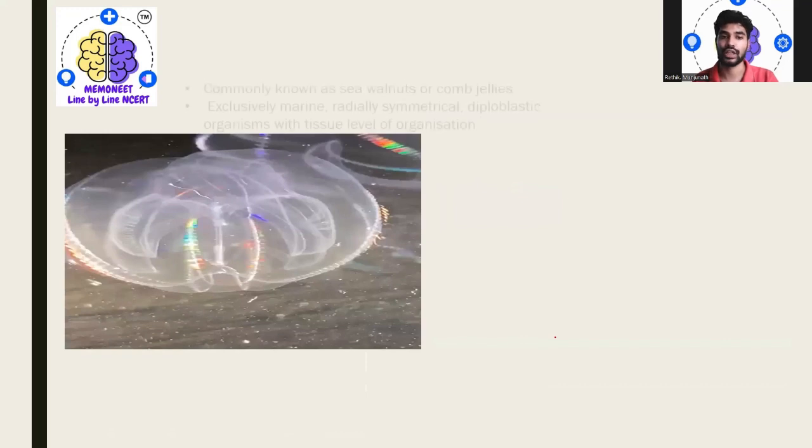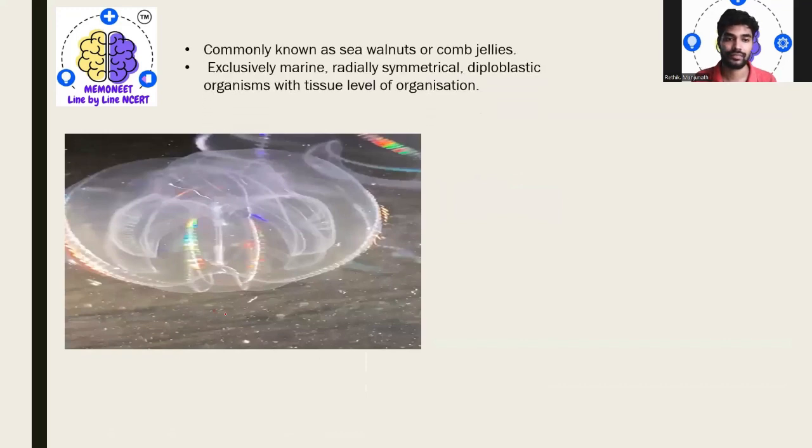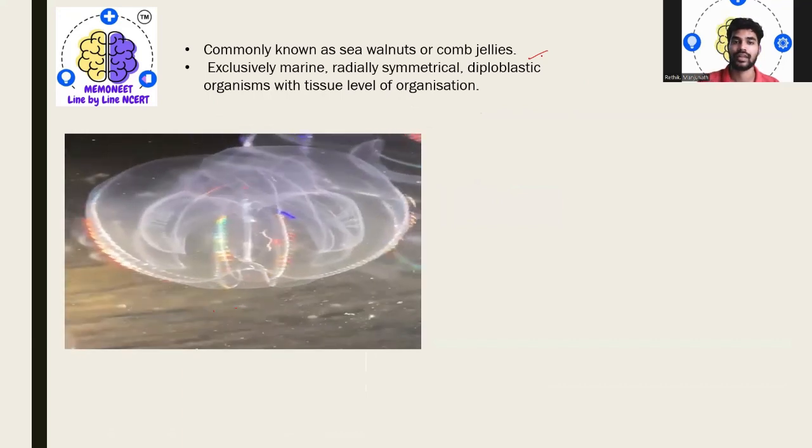The next phylum is phylum Ctenophora. As you can see here, they are commonly called sea walnuts and comb jellies. They are exclusively marine and radially symmetrical. They are basically diploblastic organisms with tissue level of organization, right?